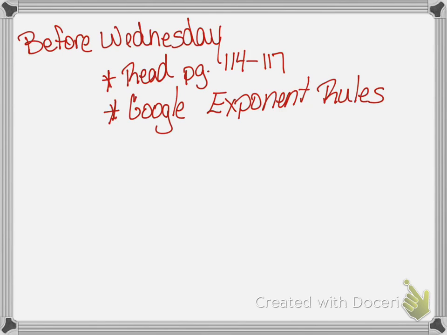Before Wednesday, you need to do one of two things. You need to read pages 114 through 117 in your book. Or Google exponent rules and print out a sheet on exponent rules.